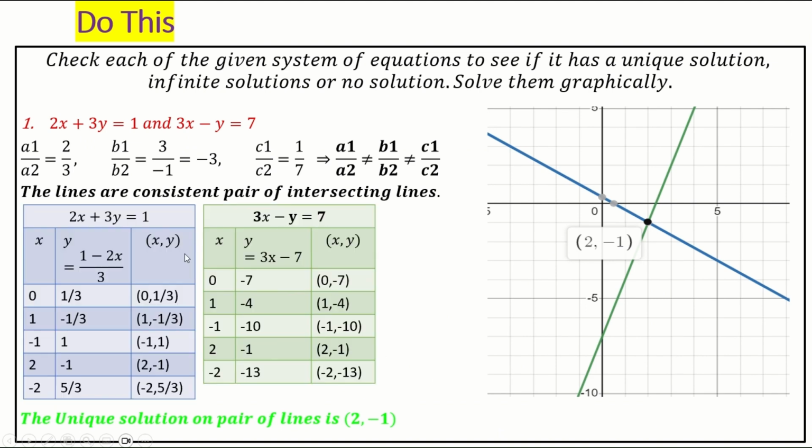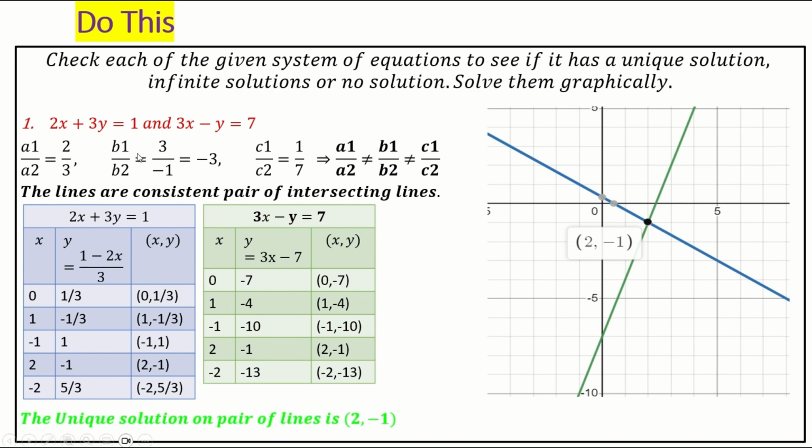Okay, let me just put everything and then explain. The lines are 2x plus 3y equal to 1 and 3x minus y equal to 7. So let's first observe from the ratios whether they are coincident, parallel, or intersecting.